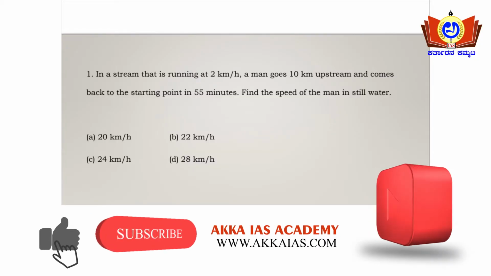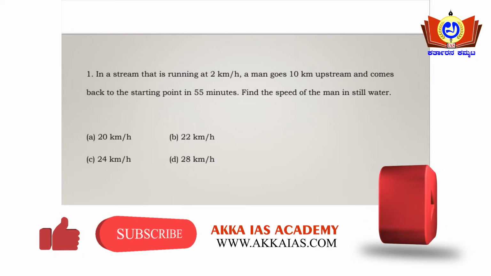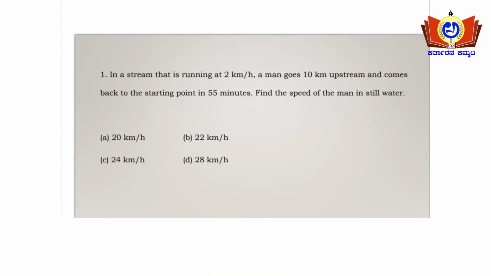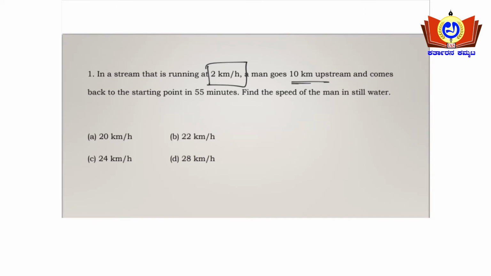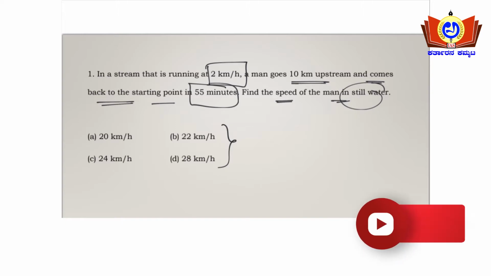So the first question is: in a stream that is running at 2 kilometers per hour, a man goes 10 kilometers upstream and comes back to the starting point in 55 minutes. Find the speed of the man in still water. So 4 options have been given here. I'll be solving this on the next page.